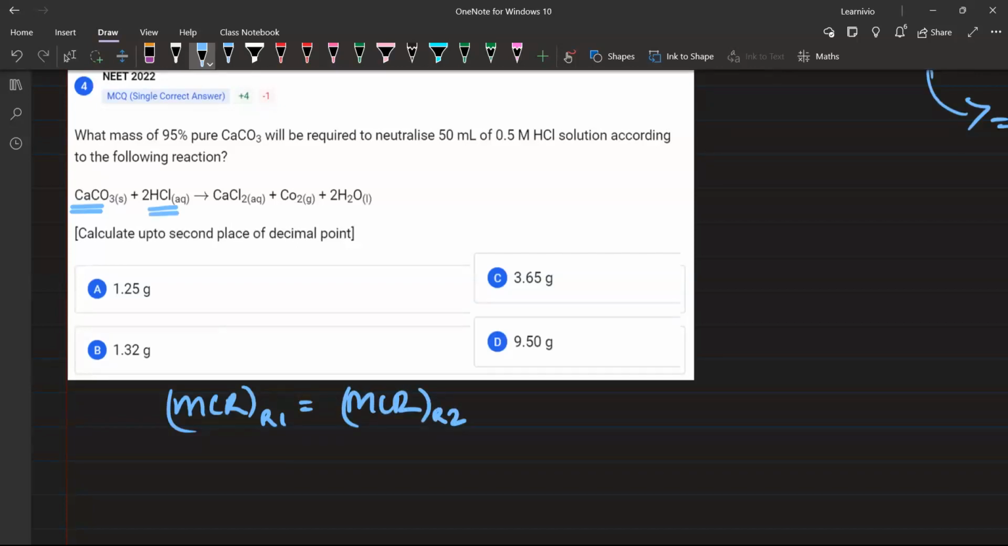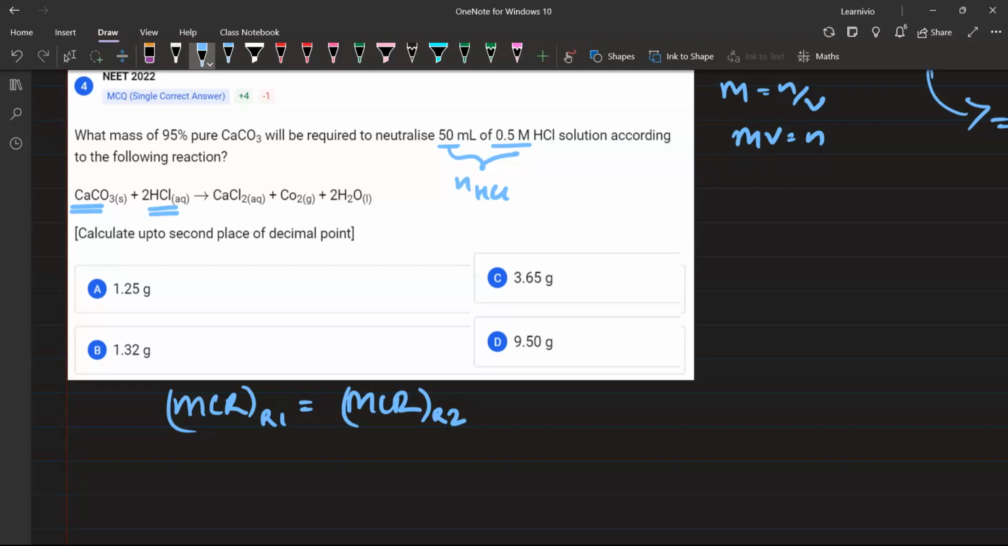Okay, but here you have to see 50 ml of 0.5 molar HCl. This will give you the number of moles of HCl. How? You know that molarity is equal to number of moles by volume. Molarity into volume will be equal to number of moles. So you will get the number of moles of HCl using molarity into volume. 95% pure CaCO3, what mass of 95% pure CaCO3 you will need. Once you get the mass of CaCO3, then you will have to adjust it into 95%.